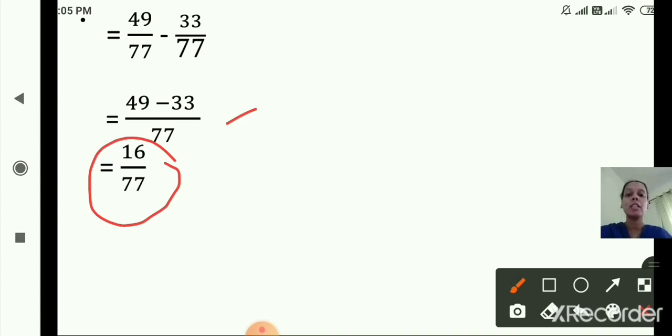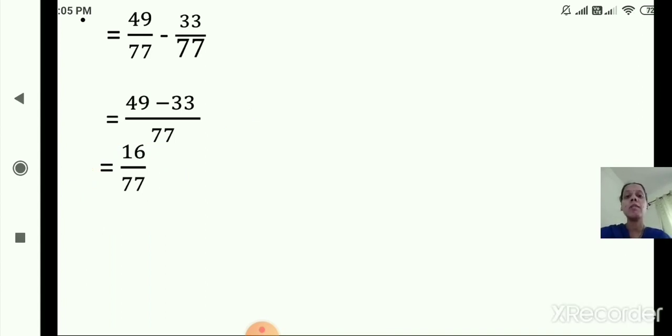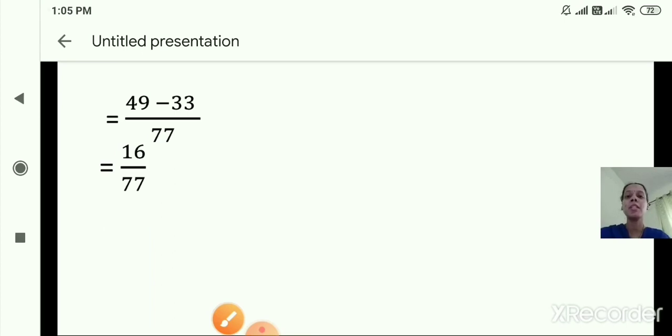So till now we have seen addition of rational numbers and subtraction of rational numbers. In both we will follow the same method. Only in addition you will add the numbers, in subtraction you will subtract the numbers. Okay, first we will make the denominators equal, then only we can carry out addition or subtraction. Now we will see the next sums.